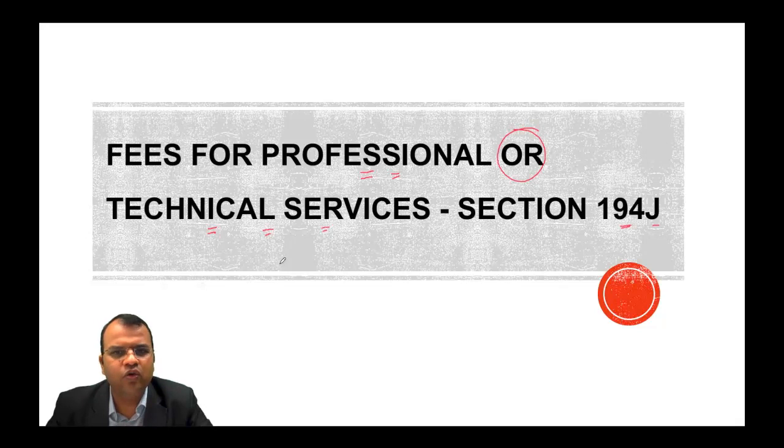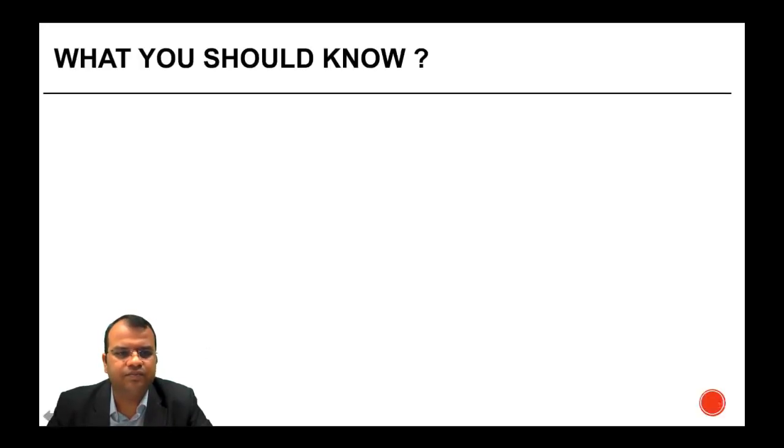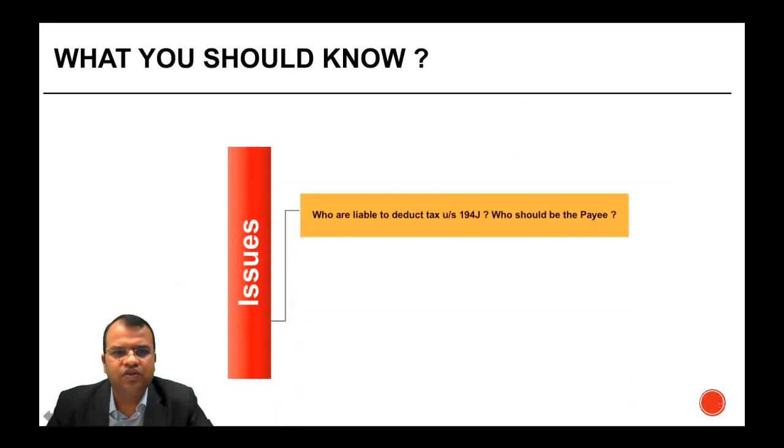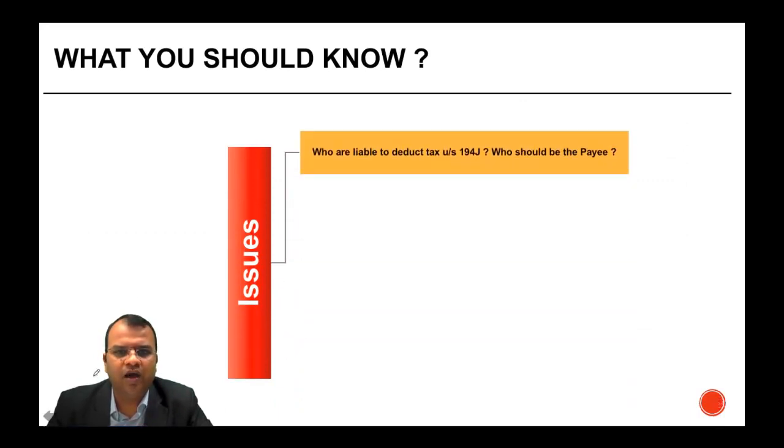But before we go to all that, let us first understand what it is that one should know in respect of section 194J. So the issue that comes up is who is liable to deduct tax under section 194J. Is it a resident? Is it a non-resident? Is it both? Is it individuals? Which category of taxpayers are required to deduct tax under section 194J?